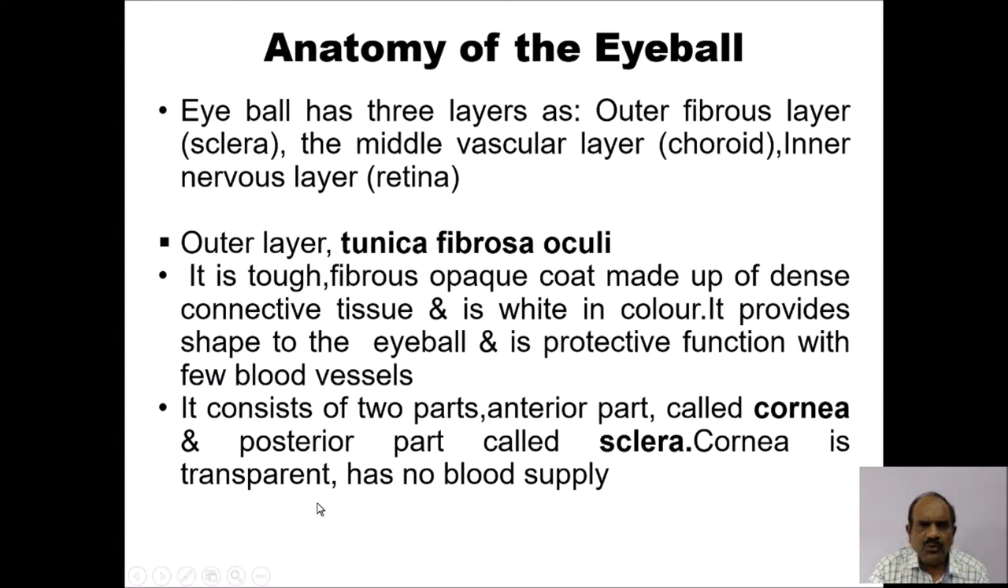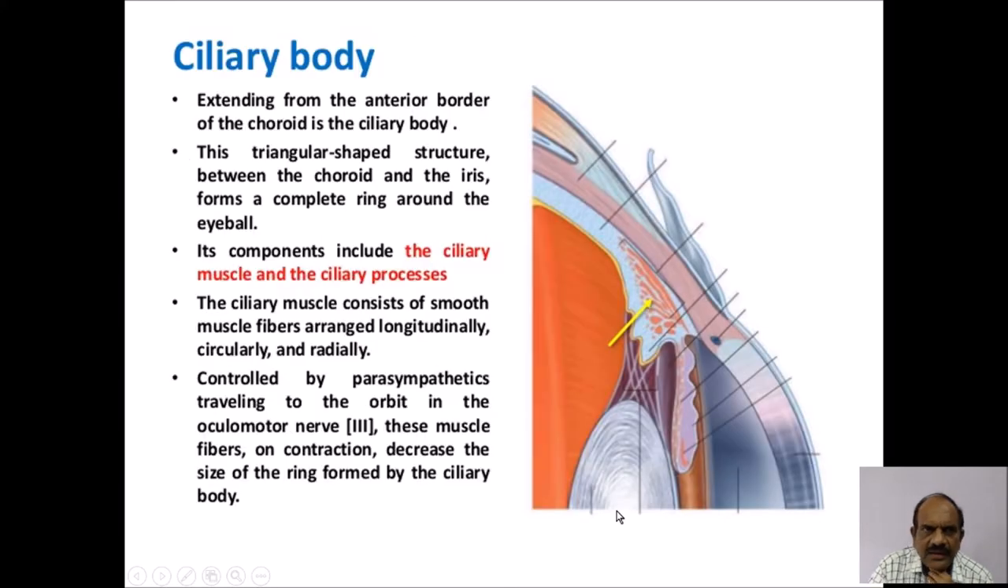It consists of two parts: the anterior part, which is transparent, as I already told you, is called the cornea, and the posterior part surrounding the eyeball is the sclera. The cornea is transparent and has no blood supply. Now coming to the ciliary body. The second layer, which follows the sclera, is the choroid layer.